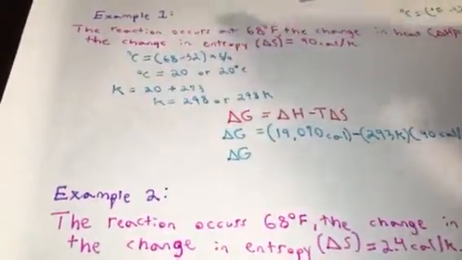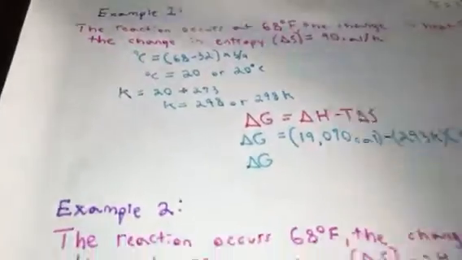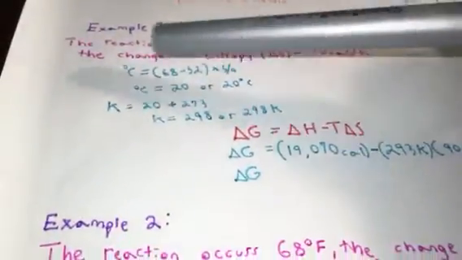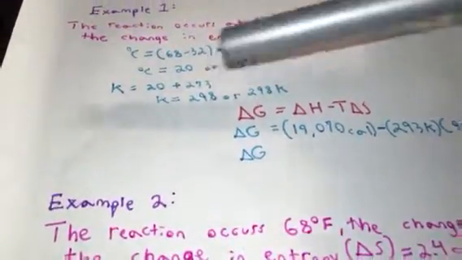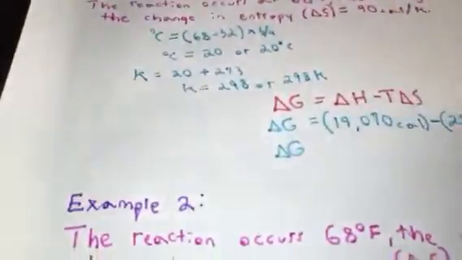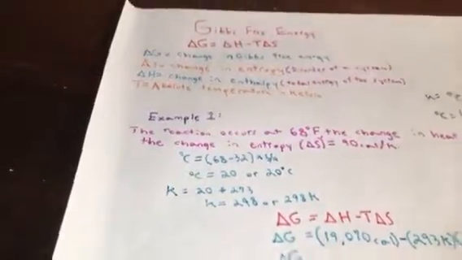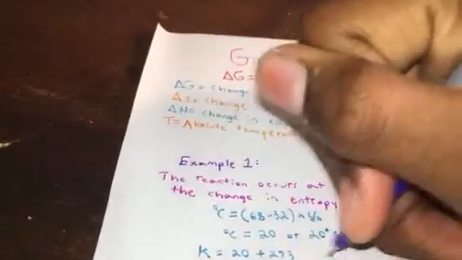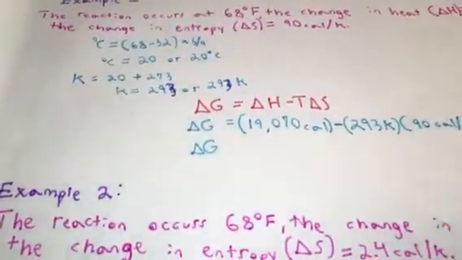Right here I showed you how to convert the 68 Fahrenheit to Kelvin. There's no formula to go directly from Fahrenheit to Kelvin, so you have to take the long way and go from Fahrenheit to Celsius, and you get 20 degrees Celsius. Then you convert 20 degrees Celsius to Kelvin by adding 273. I apologize about that. So it's 273 plus 20 to get Kelvin for this equation. So Kelvin equals 293.